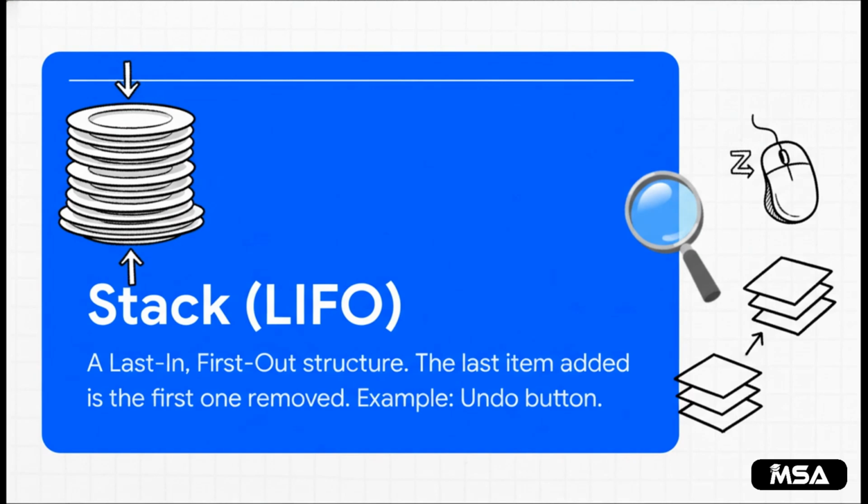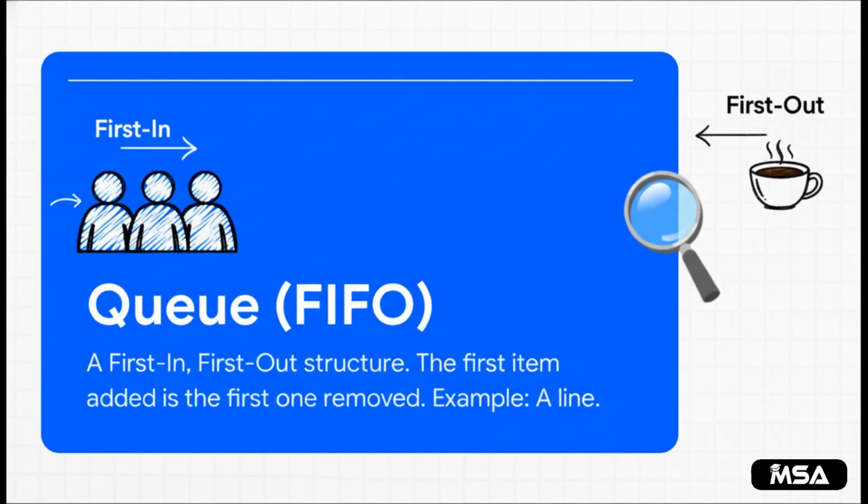All right, next up, the stack. This one's super intuitive. It works on a simple idea: last in, first out, or LIFO. Just picture a stack of plates. You put a clean one on top, and when you need a plate, you take the one from the top. Simple as that. Your browser's undo function? That's a stack. Now, the stack's close cousin is the queue. And instead of last in, it's first in, first out, or FIFO.